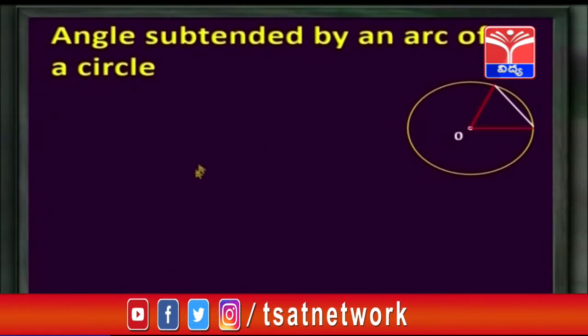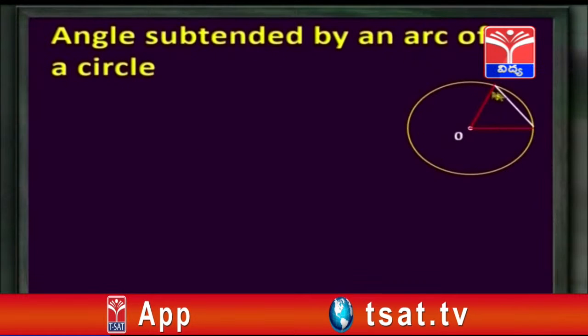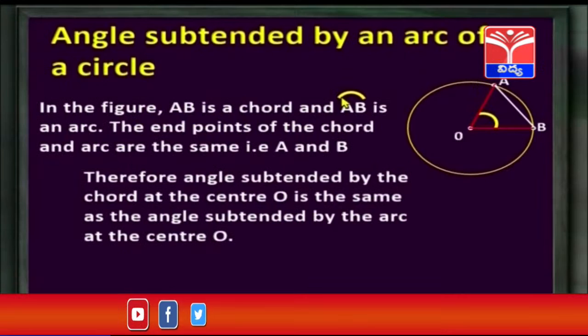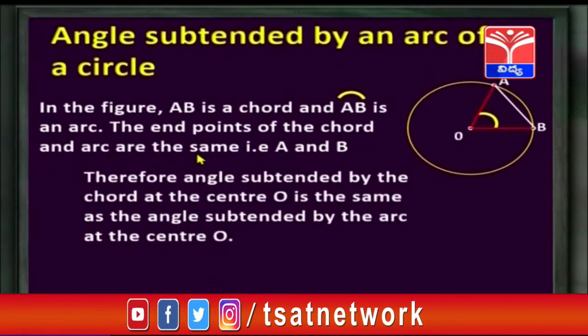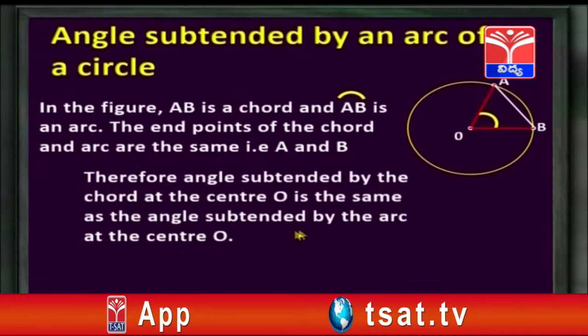Now let us see the angle subtended by an arc of a circle. If you observe, this is a circle, AB is a chord and this is the AB arc. The endpoints of the chord and arc are the same. Therefore, the angle subtended by the chord at the center O is the same as the angle subtended by the arc at the center O.